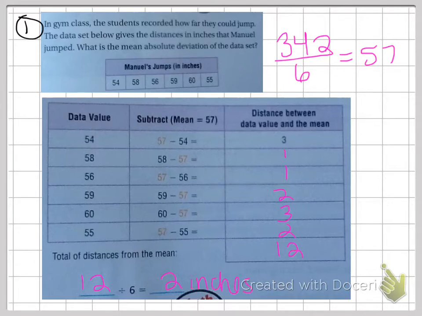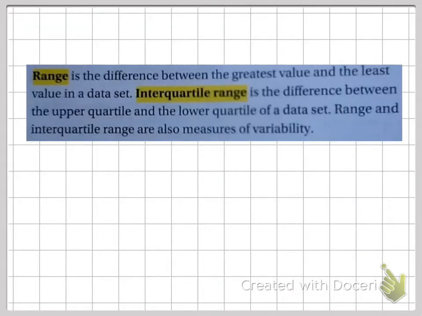All right, moving on to the next topic. Range, you might be familiar with range, you've also heard it with median and mode, is the difference between the greatest value and the least value in the data set. An interquartile range is the difference between the upper and lower quartile of a data set. Range and interquartile range are also measures of variability. Again, how spread out data is.